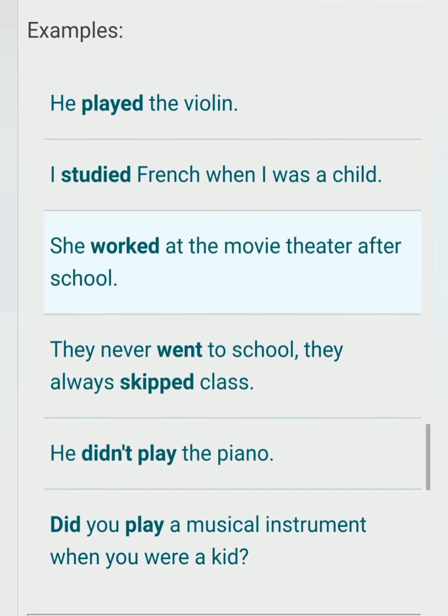For example, I played violin when I was younger. I never went to school. They never went to school. They always kept the class. Or did you play a musical instrument when you were a kid?